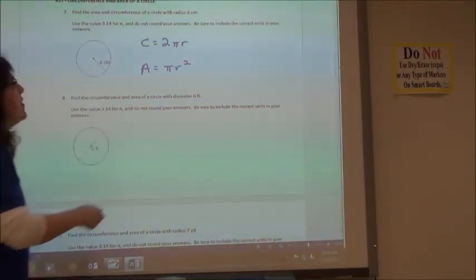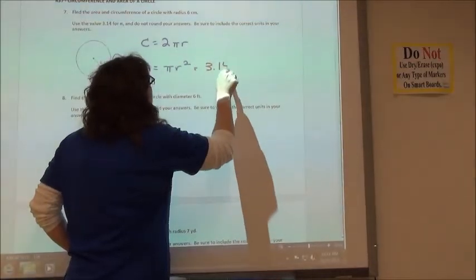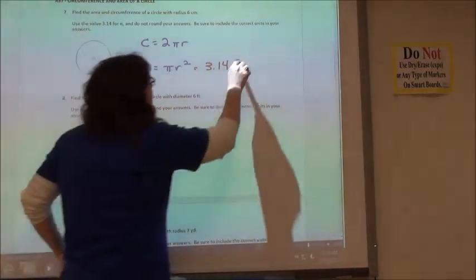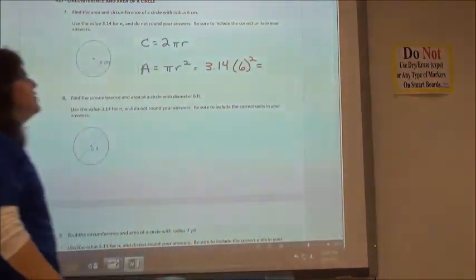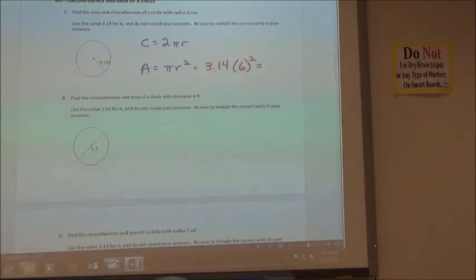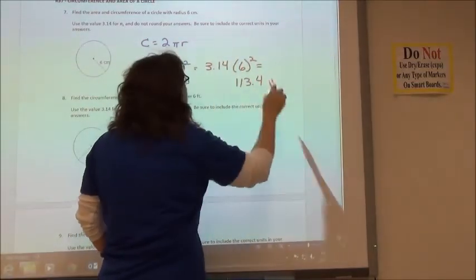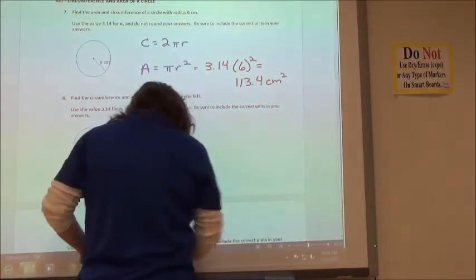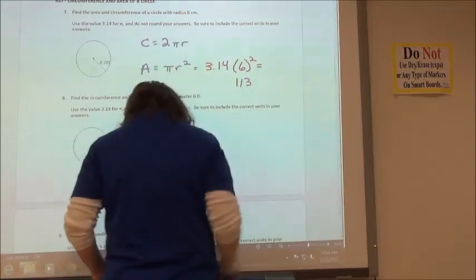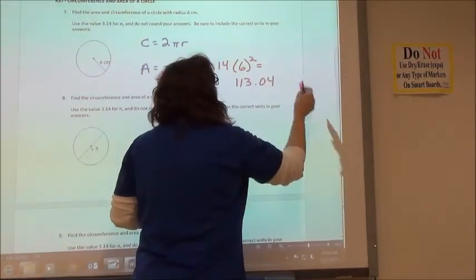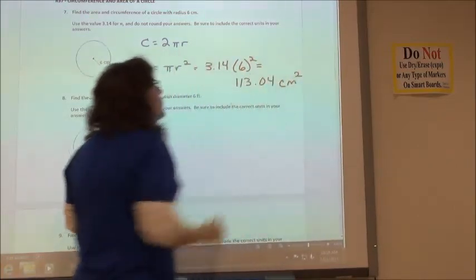The radius was 6 centimeters. They actually asked you to find the area first, so I would take 3.14, which is the value they tell us to use for pi, times 6 squared. So if we do the area first, you take 3.14 times 6 squared. That gives 113.04, and my label, centimeters squared, since we're doing area.